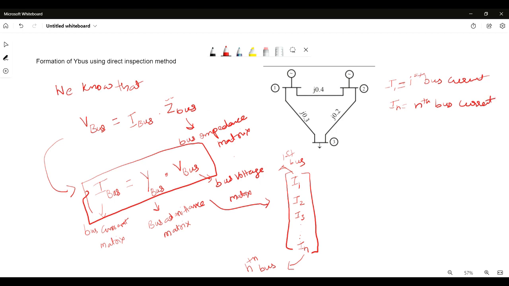So I bus is equal to Y bus, where Y bus is the bus admittance matrix which we have to form. So we are expanding it. Y11 is the admittance between bus 1 and bus 1, Y12 is the admittance between bus 1 and bus 2, and Y13 is the admittance between bus 1 and bus 3. We are expanding up to the nth bus.